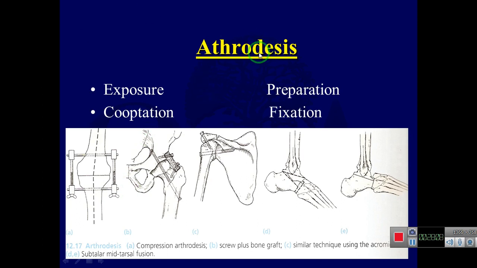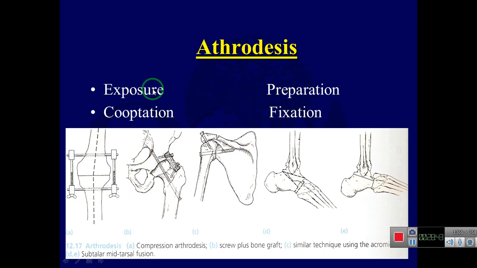Arthrodesis means fusion of a joint, and it is most reliable operation for painful or unstable joint, where stiffness does not seriously affect the function. Example, spine, the tarsus bone, the ankle, the wrist joint, and interphalangeal joint. We have four principles for arthrodesis: is exposure, preparation, coaptation, and lastly fixation.